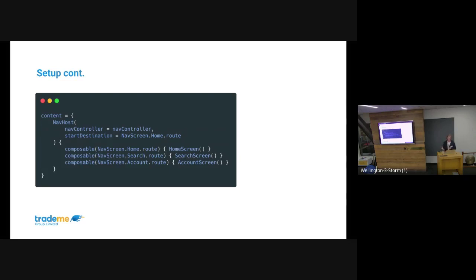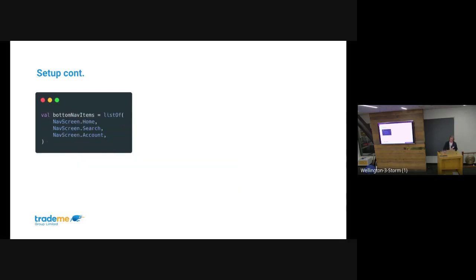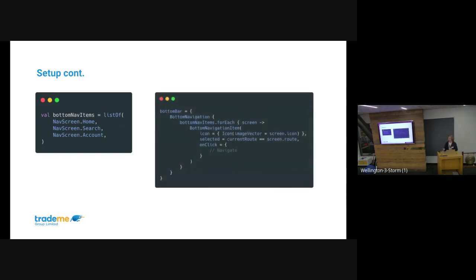So yeah, create a nav host as we normally would. And for each of the bottom nav screens, we pass in roots that we've defined in those sealed classes. Next, we define a list of bottom nav screens. And then inside scaffold as another parameter, for the bottom bar, we create a bottom navigation composable. And inside that, we iterate over the list of bottom nav items to create bottom navigation items. And in here, we pass in the root and the label and any other data that we defined in those sealed classes.